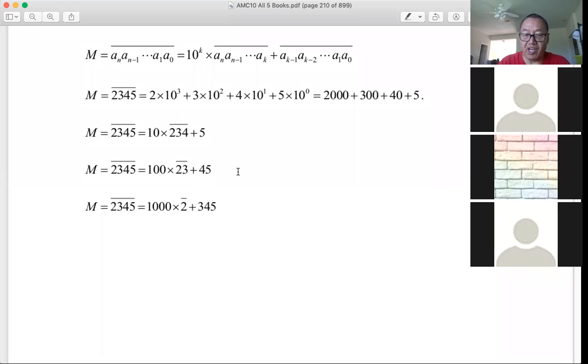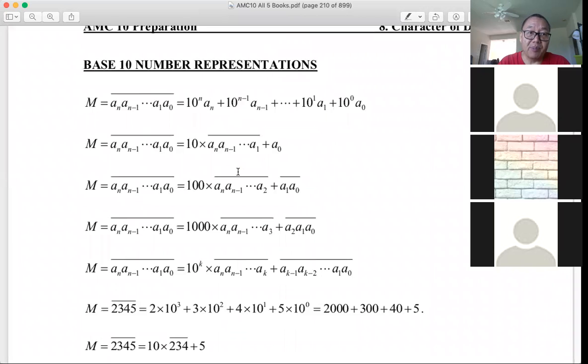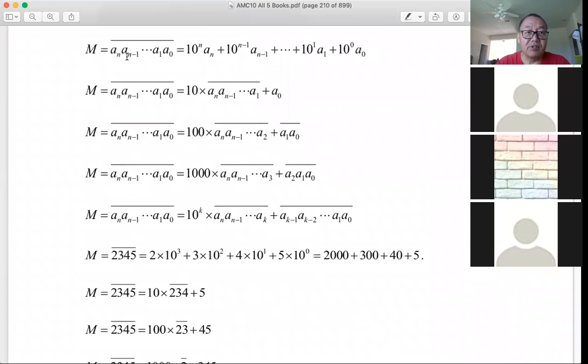For the general case, suppose the digits are an, an minus 1, and so on, to a1, a0. You can write this number as 10 power n times an, plus 10 power n minus 1 times an minus 1, plus and so on, to 10 power 1 times a1, plus 10 power 0 times a0. Okay, so this is one way you represent this number, using base 10.